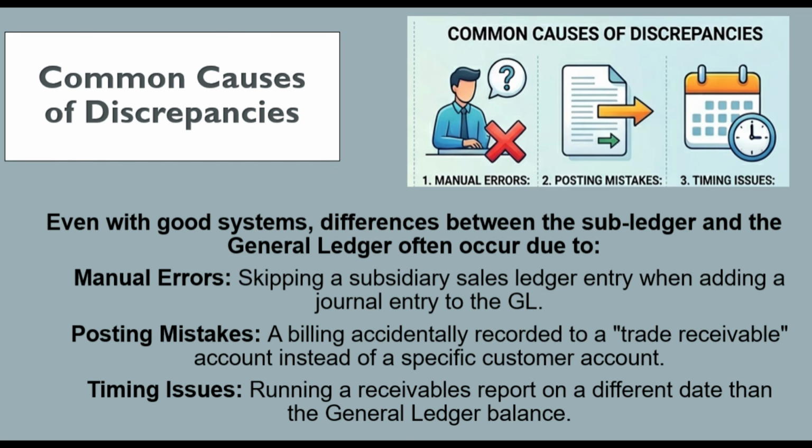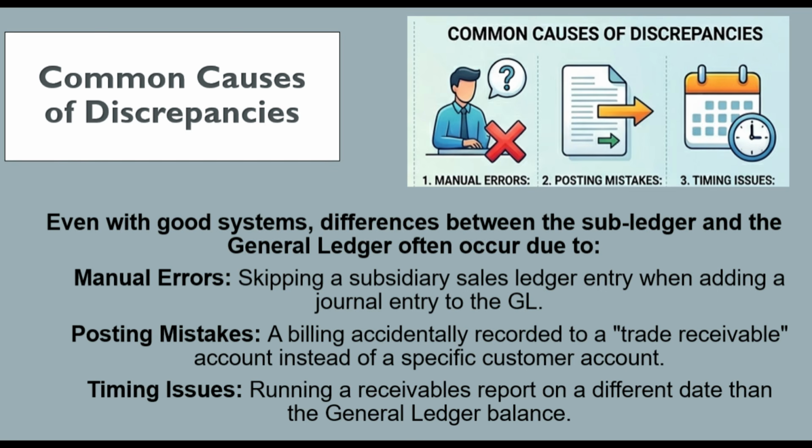This happens when someone is typing in data and simply misses a step. For example, they might record a sale in the specific customer's folder but forget to update the main company record book. 2. Posting mistakes. The wrong label factor.